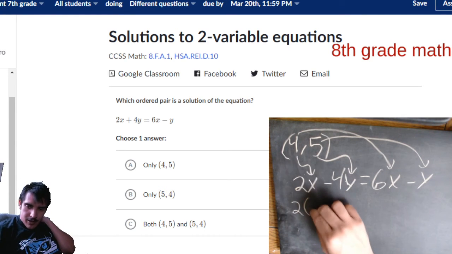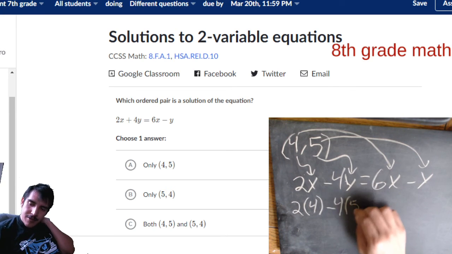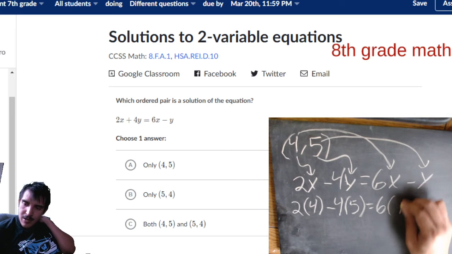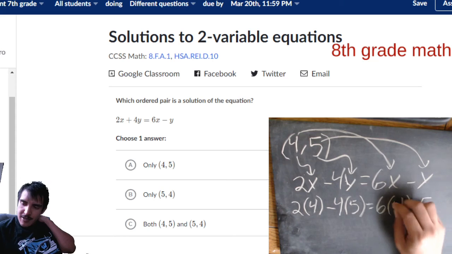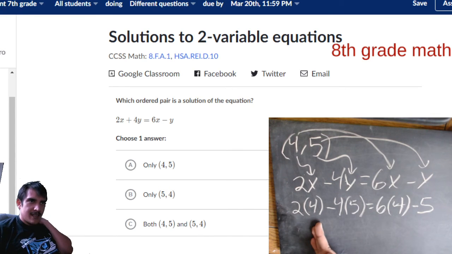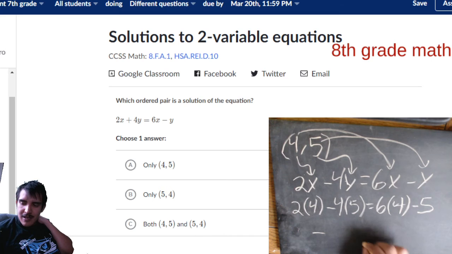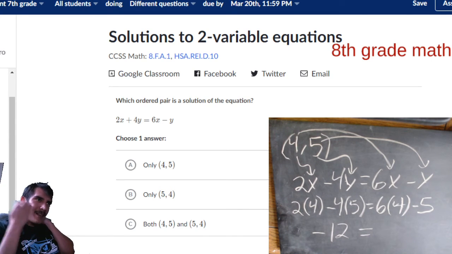2 times 4 minus 4 times 5 equals 6 times 4 minus 5. I don't think this is going to work just at first glance. 2 times 4, 8. 4 times 5, 20. 8 minus 20, it's going to be negative. It's negative 12.